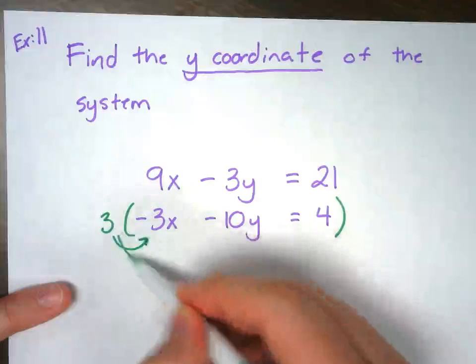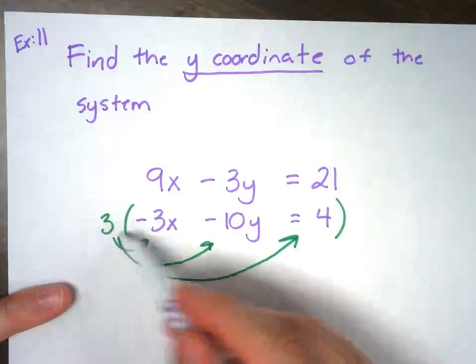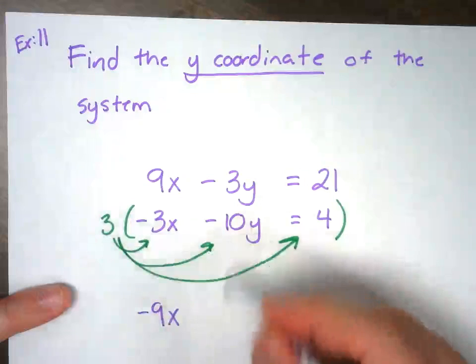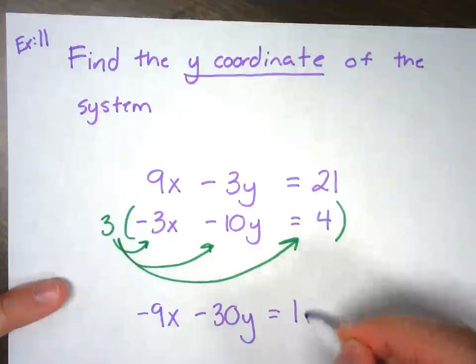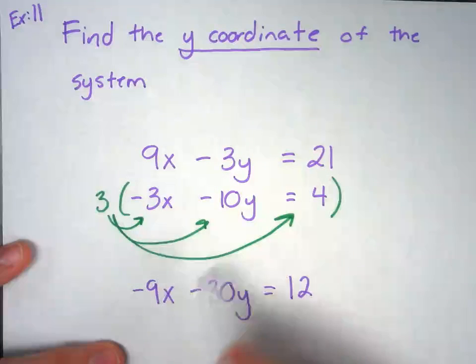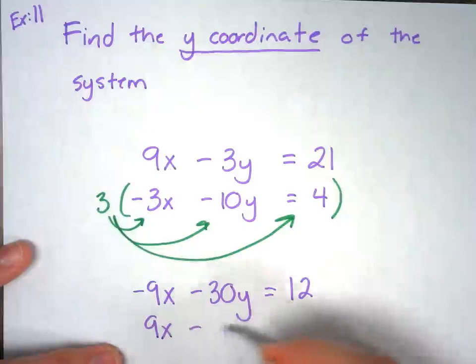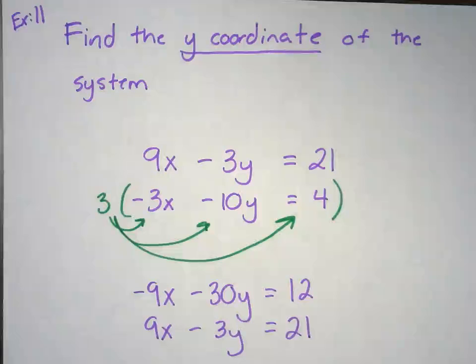Because what happens when I multiply that is I'm going to get this. Well, 3 times negative 3 will be negative 9x. 3 times negative 10 is going to be negative 30y. And 3 times 4 is going to be 12. So now that bottom piece became that right there. Now I'm going to bring down what I originally had, the 9x minus 3y equals, what's that, 21? Yeah, 21.